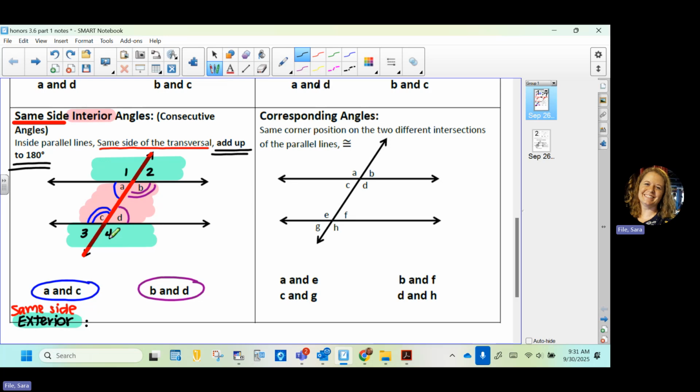So my same side exterior would be which pairs, which sets there are on the same side and are in the exterior of the parallel lines. Not 1 and 2, they are not on the same side of the transversal. The transversal is this red line I've outlined. So 1 and 3 are on the same side of the transversal, and they're in that green highlighted area. They're exterior. So it could be 1 and 3. And what else? What's the 2 and 4?